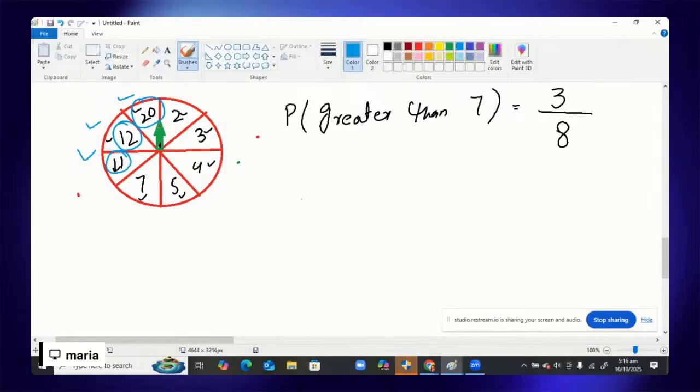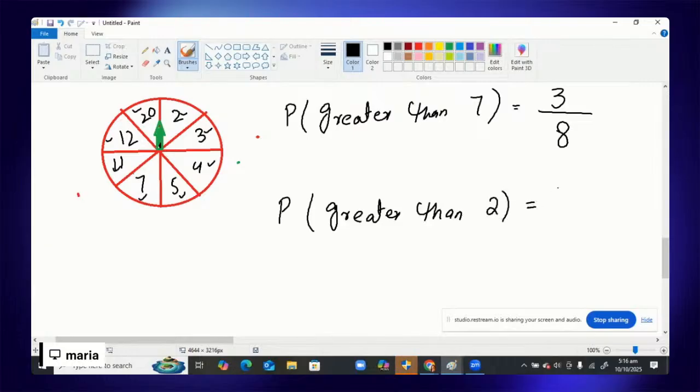And now, let's find the probability for all of these, okay? Now you tell me what is the probability of numbers which are greater than 2? Greater than 2. Yes. Now guys tell me what is the probability that the number is greater than 2?